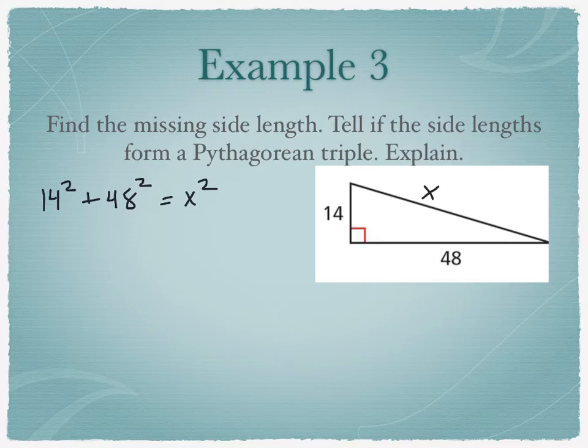What is 14 squared? 196. What is 48 squared? 2,304. And that's equal to x squared.